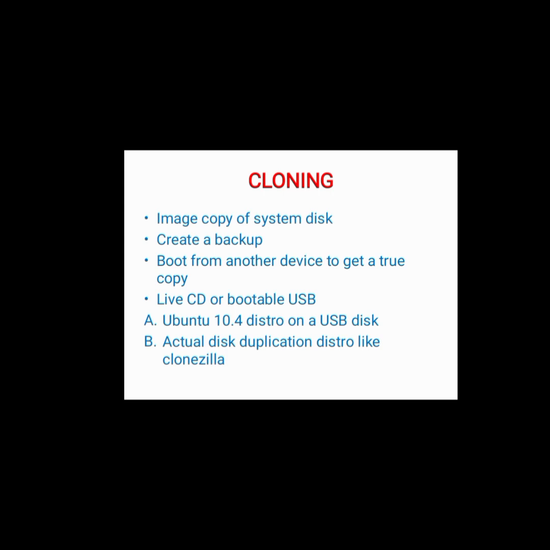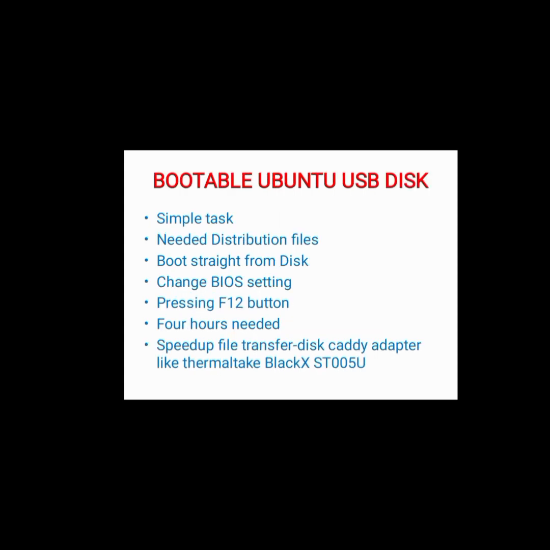The biggest issue with making an image copy of your system disk is that you must boot from another device to get a true copy. The options we are using here are a live CD or bootable USB. The two methods used here to clone the disk are: first, the Ubuntu 10.04 distro on a USB disk; second, an actual disk duplication distro like Clonezilla. And the first type we will see now is the bootable Ubuntu USB disk.